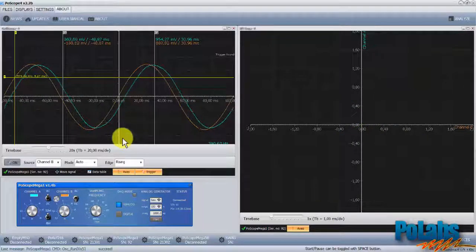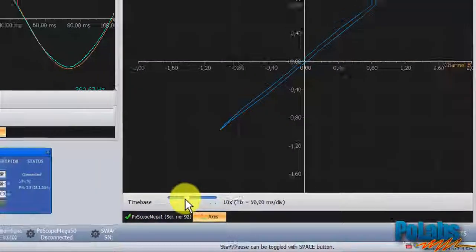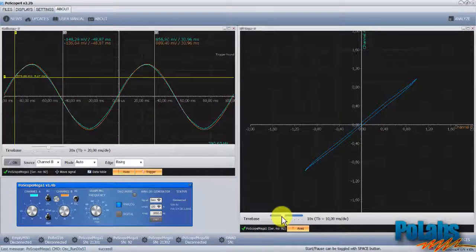When the signals are different in phase, the path of the beam will change in fairly predicted ways, as we will see right now. Let's increase time base a little so we can see the full path of the beam. Here is previous example of the pattern when the signals are lined up in phase and amplitude.